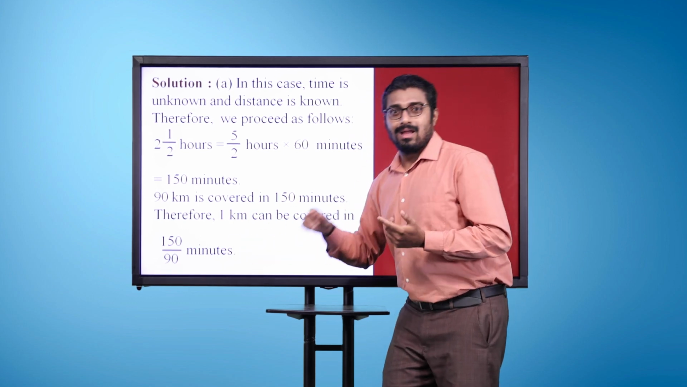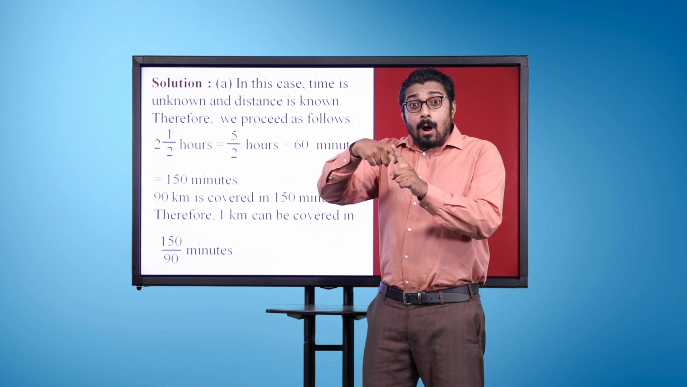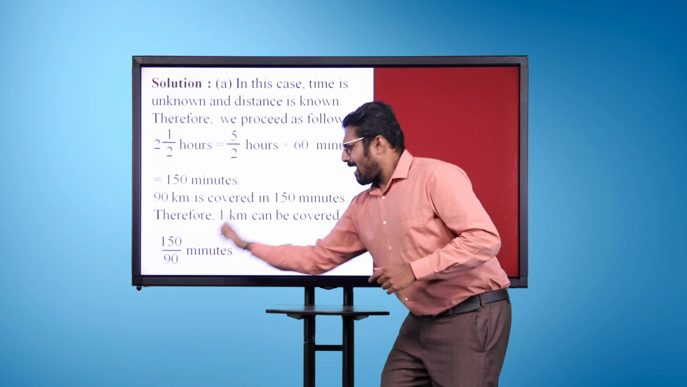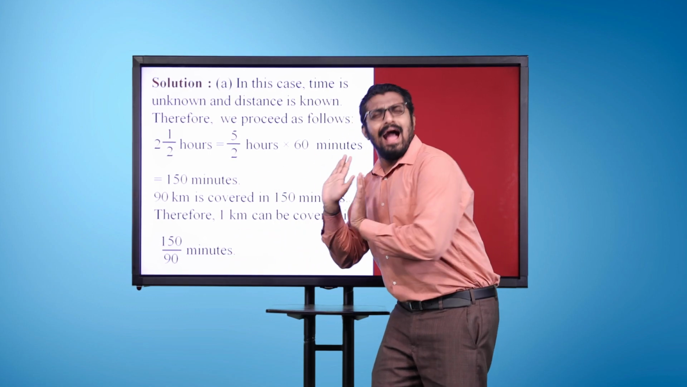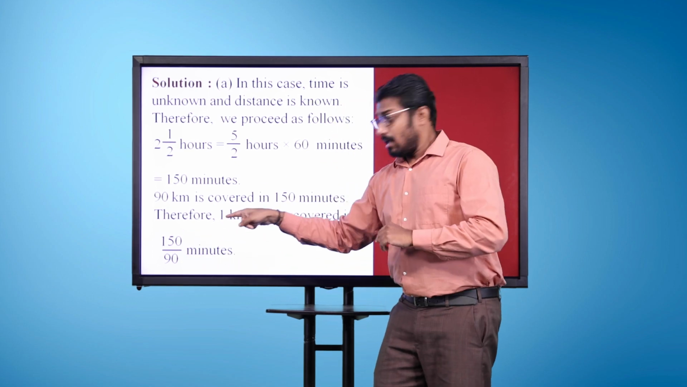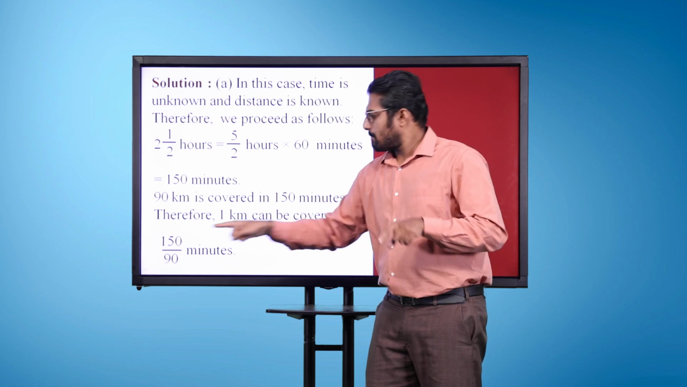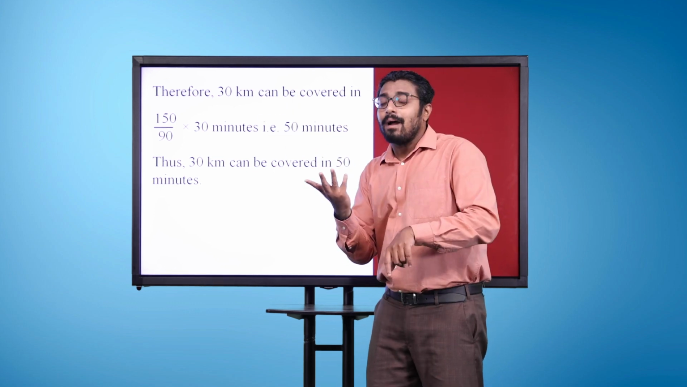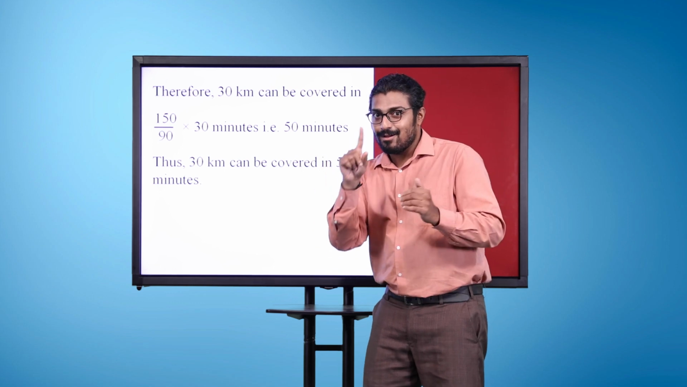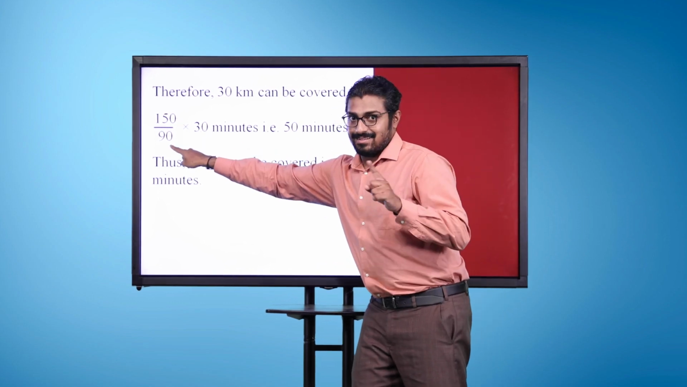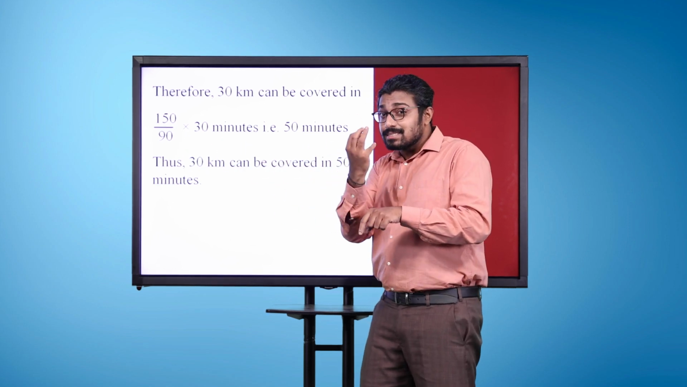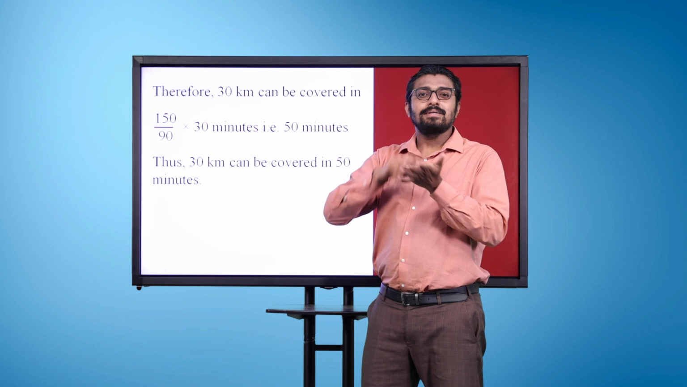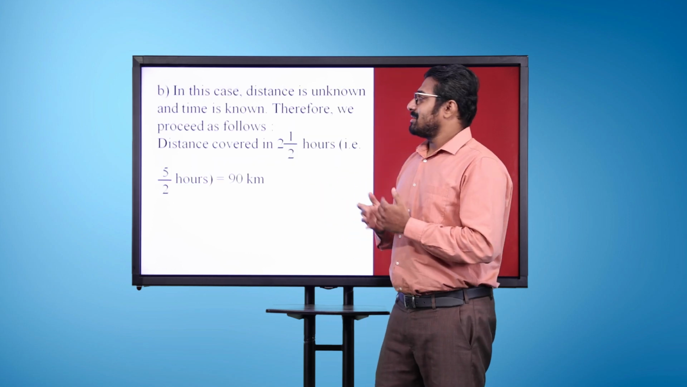Therefore, 1 kilometer can be covered in 150 divided by 90 minutes. Therefore, 30 kilometers can be covered in 150 divided by 90 multiplied by 30 minutes. That is 50 minutes. Thus, 30 kilometers can be covered in 50 minutes. B.